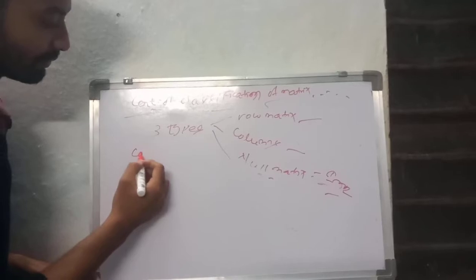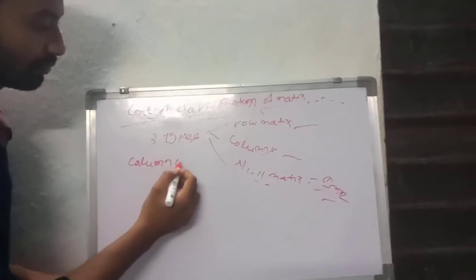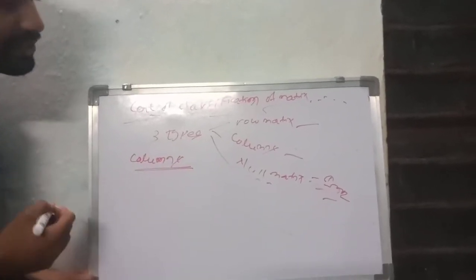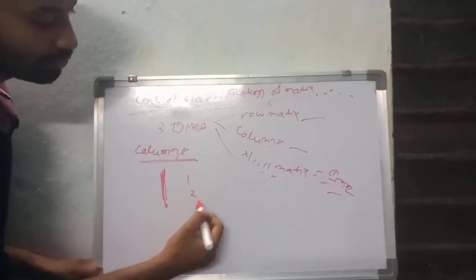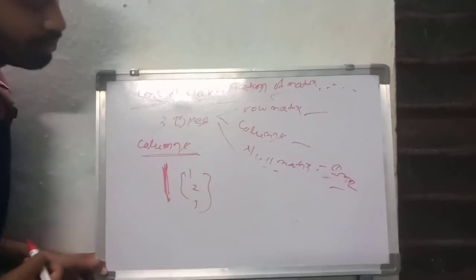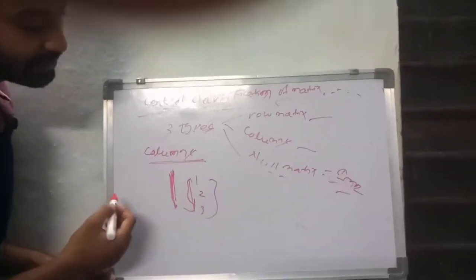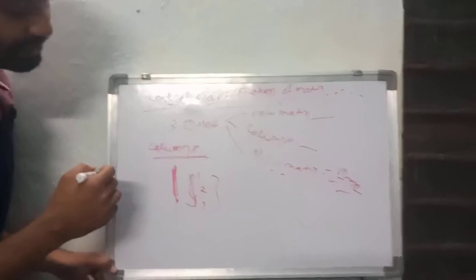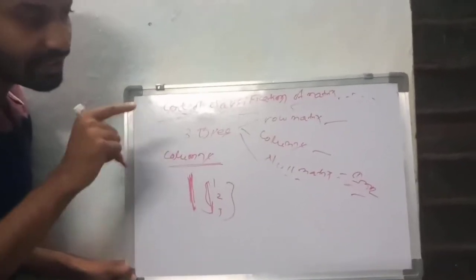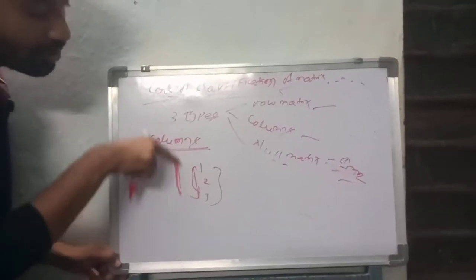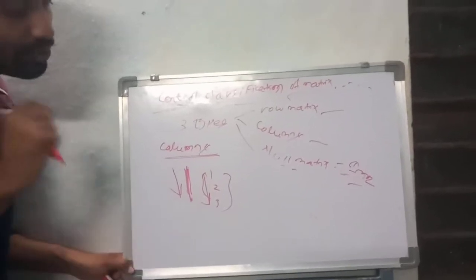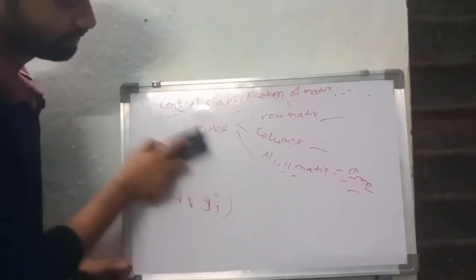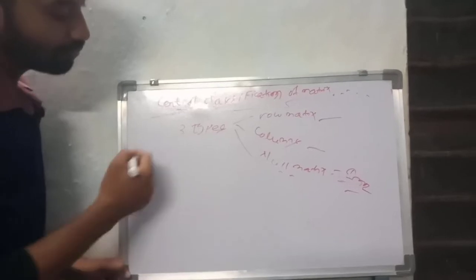Column matrix. What is a column? Columns are vertical lines. For example, 1 2 3 written vertically means it is a column matrix. Vertical line is the column, horizontal line is the row. If one column is present, that is a column matrix. If one row is present, that is a row matrix. Okay, null matrices. What is a null matrix?